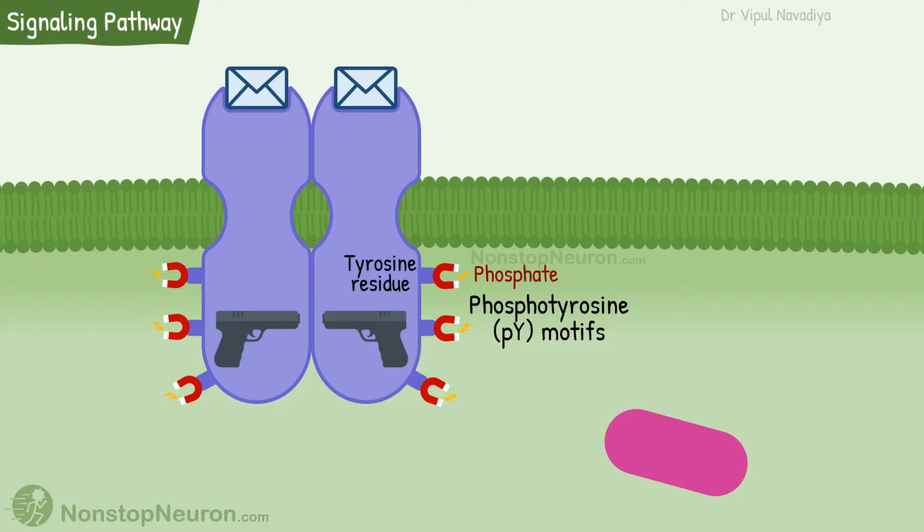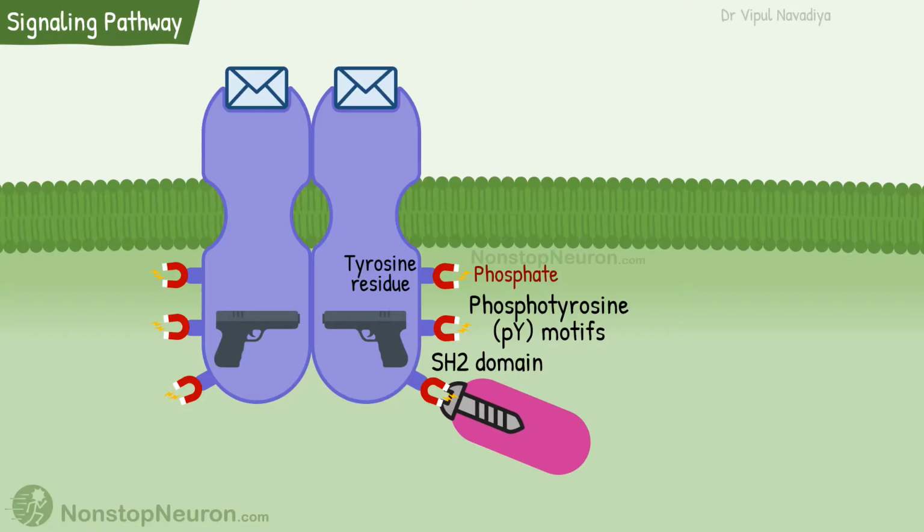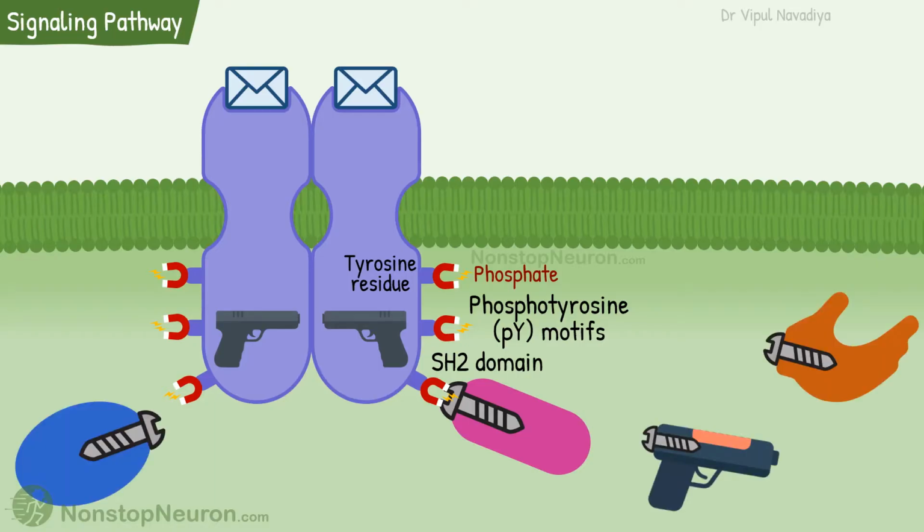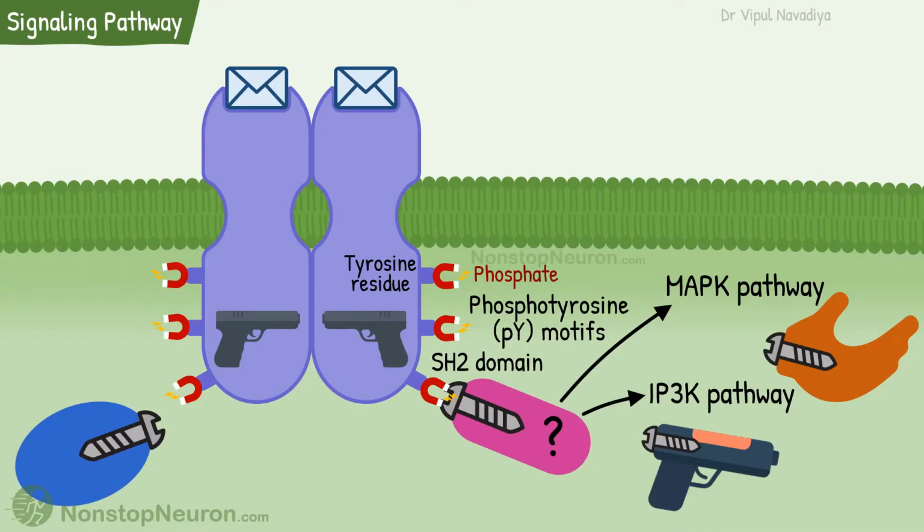They serve as high affinity binding sites for proteins with SH2 domains. SH2 domain is basically a part of a protein that can recognize and bind phosphotyrosine. It is seen in many intracellular signaling molecules. So the downstream effect depends on which exact protein is recruited. There are two commonly seen pathways. One is the MAPK pathway and the second is the PI3K pathway.